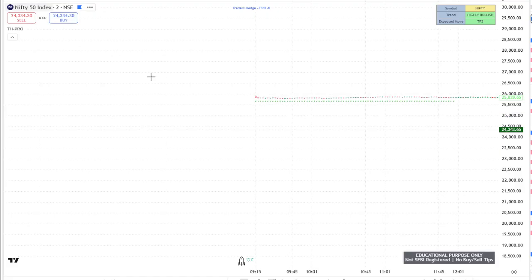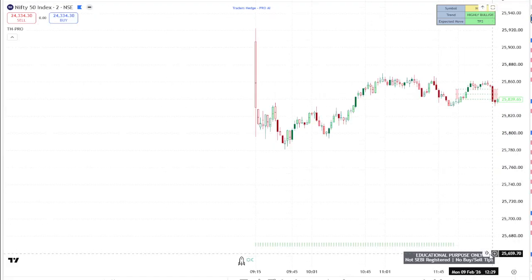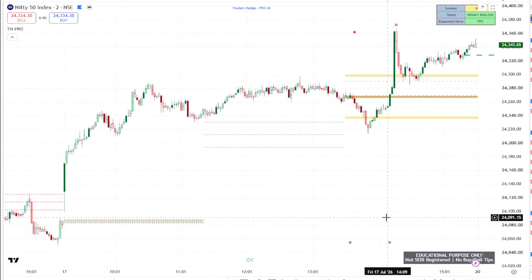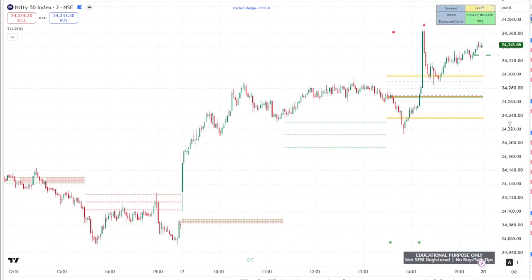TradingView is taking some time to load. Okay, it's now loaded. The indicator is built with a lot of research and a lot of code functionality, so it takes a little bit of time to load.